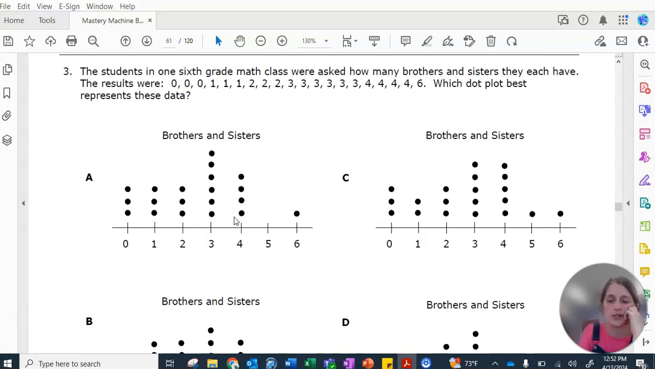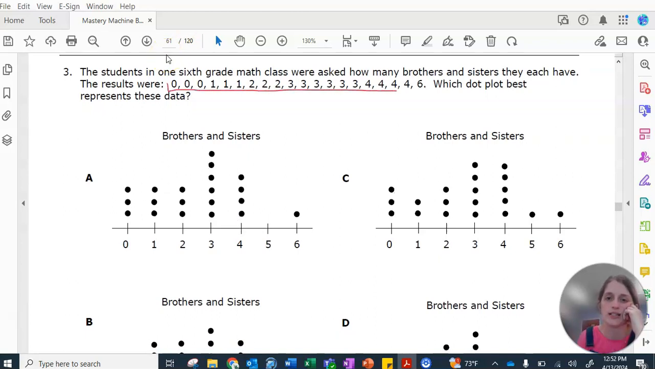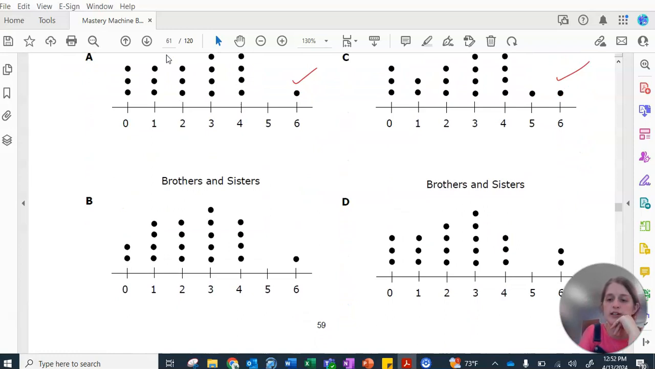Here is a bunch of dot plots and our data set that created it. So you need to decide which dot plot represents this data set. So my advice is go through and be like, oh, look, at the end I see 1, 6. This one has 1, 6. This one has 1, 6. Oh, this one has 2 6s. So clearly that's not my answer. And you go through and you check it like that.